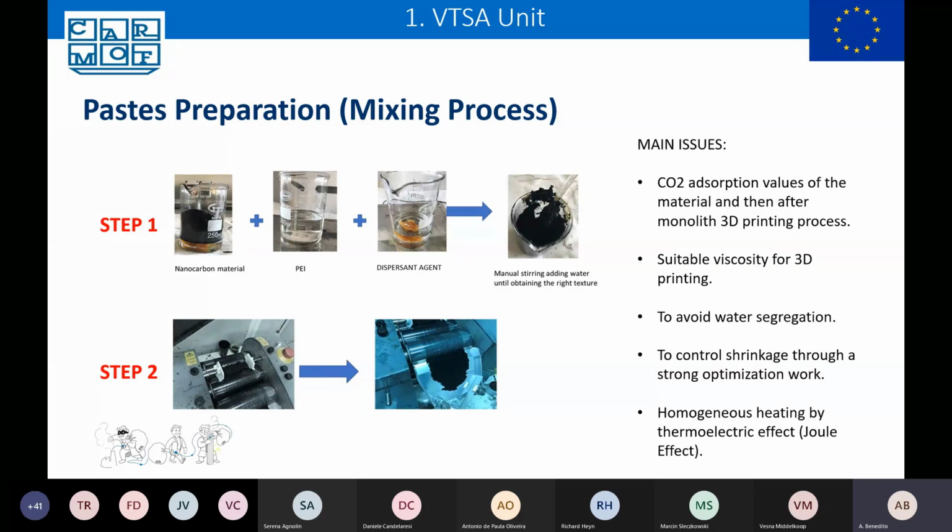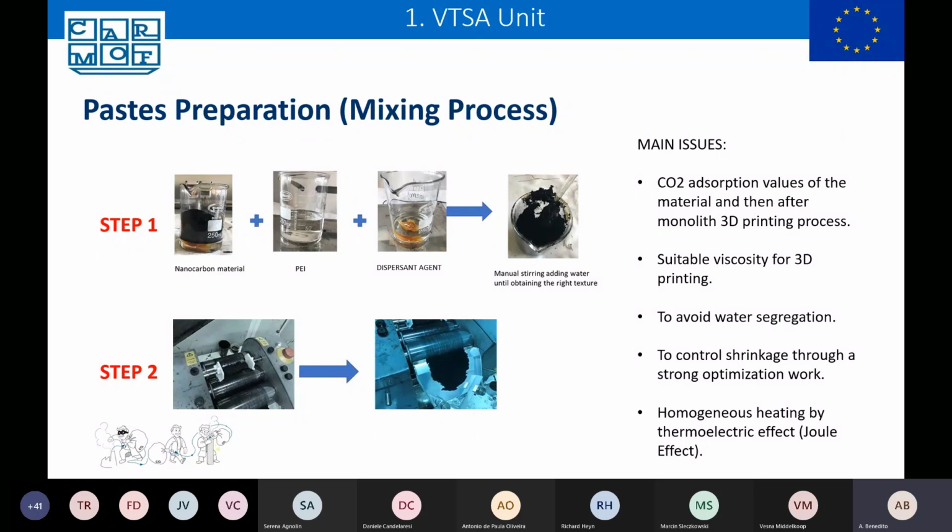In the project we have worked with a lot of them. It has been a very long design of experiments. We have worked with more than 150, and we can say that we have reached around 200 pasties samples obtained with this methodology to finally optimize the best material from the CO2 capture point of view and printability to obtain the final 3D printed monoliths for the BTCA unit.